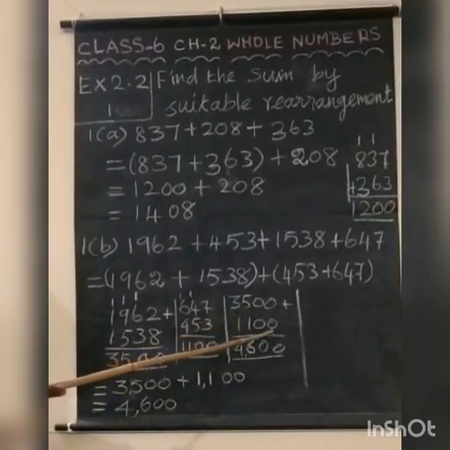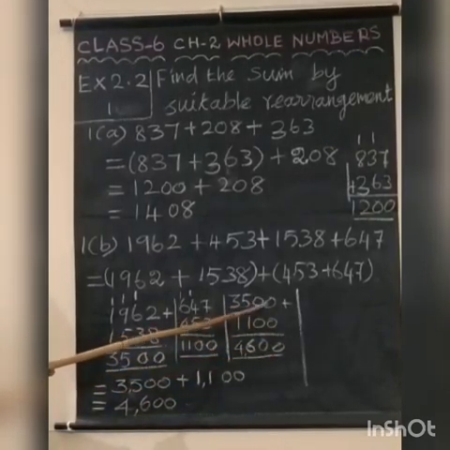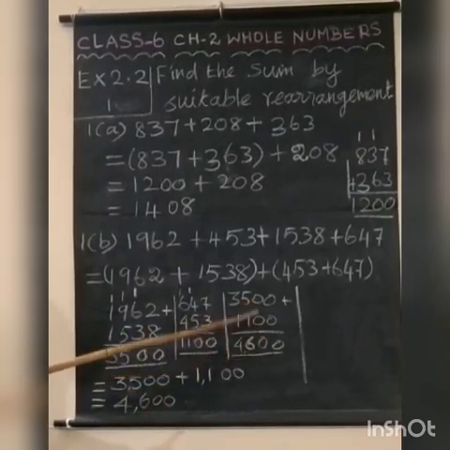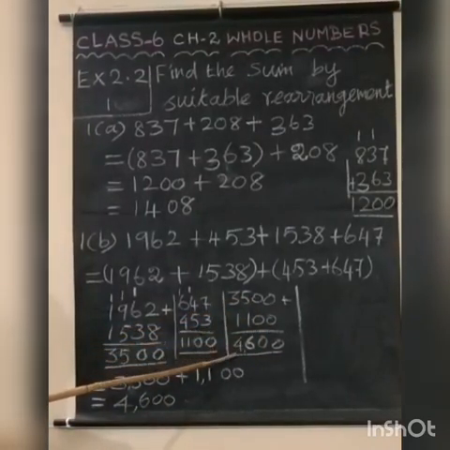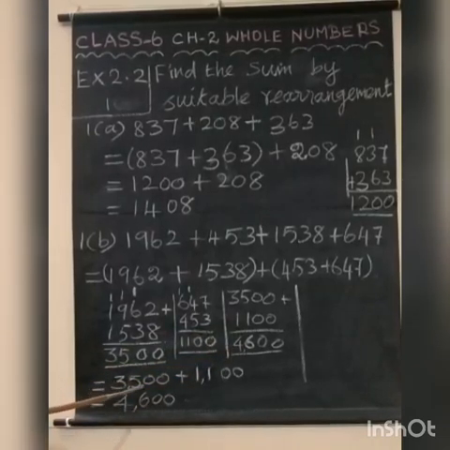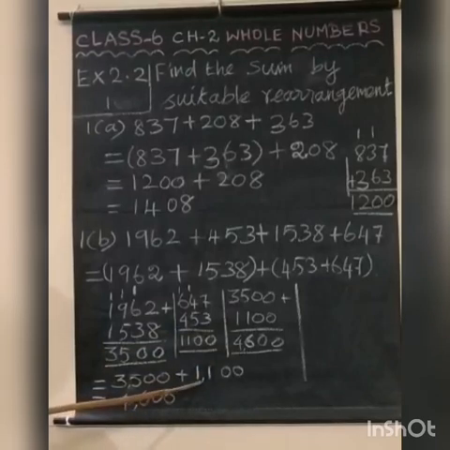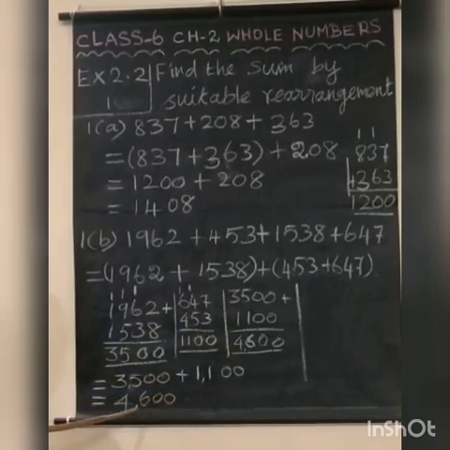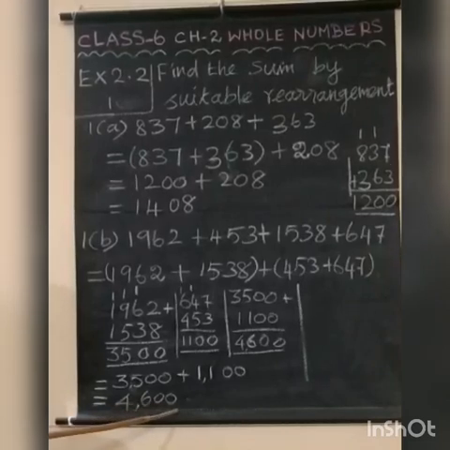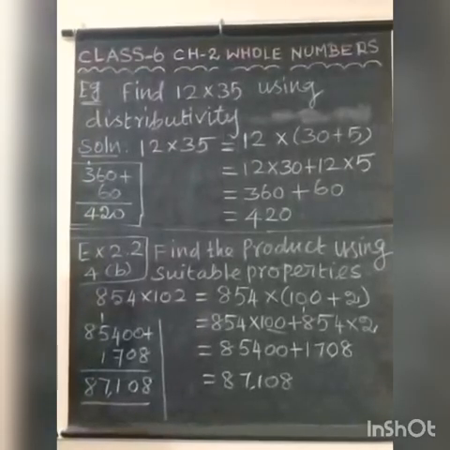Here 0 plus 0 is 0 and then 0 plus 0 is 0. 5 plus 1 is 6. 3 plus 1 is 4. Okay. Here 3500 plus 1100, answer is 4600. Okay. Next one.